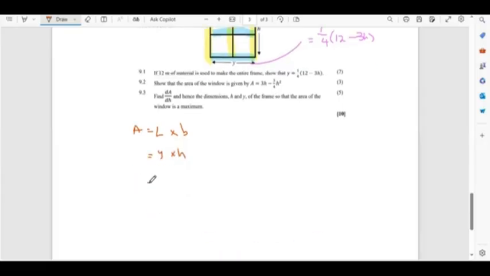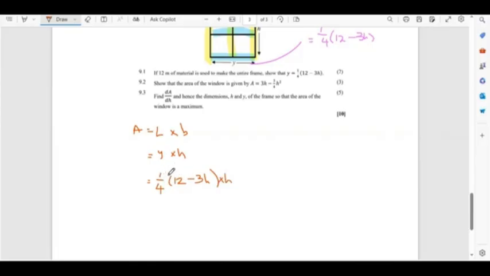So basically, this is the same as 1 over 4 multiplied by 12 minus 3h, which is for this y, multiplied by h, right? Now, let me simplify this.